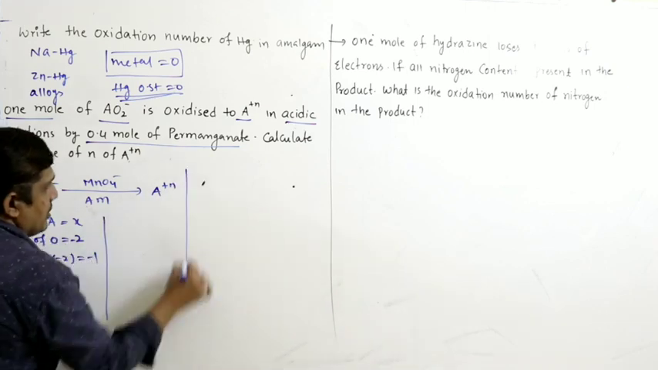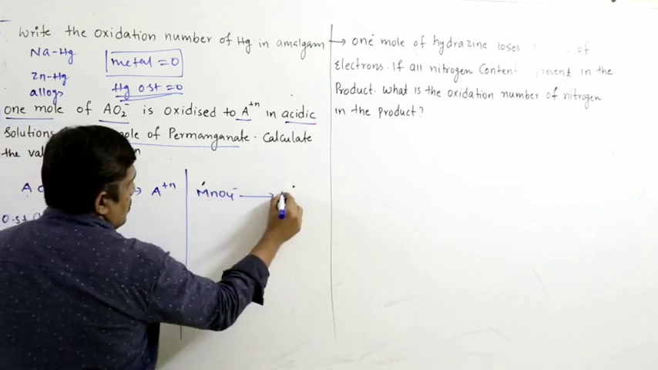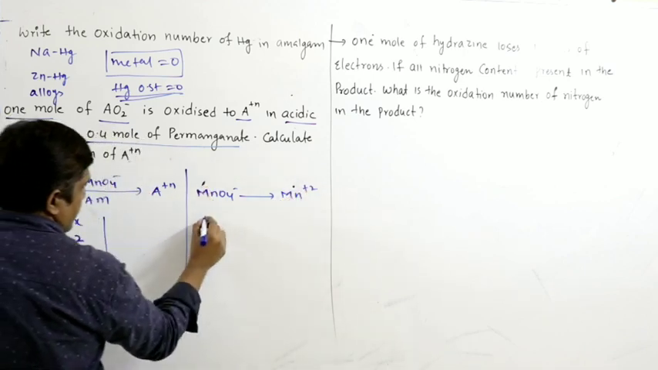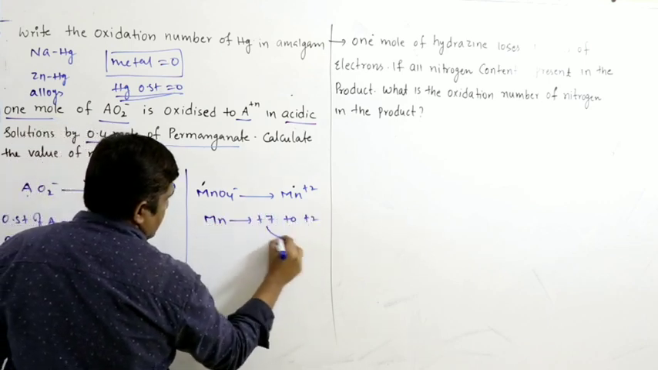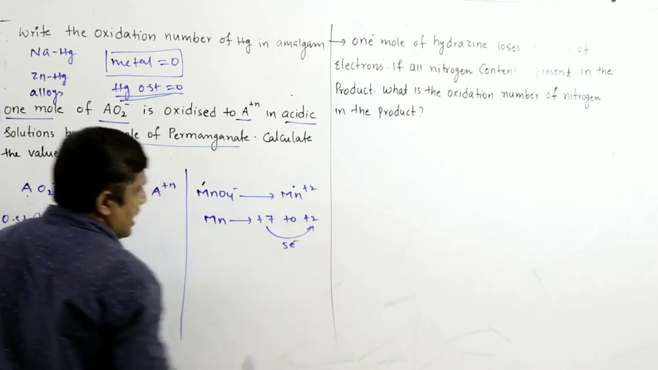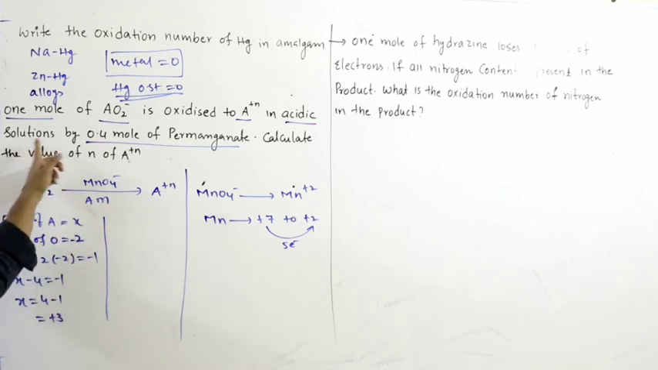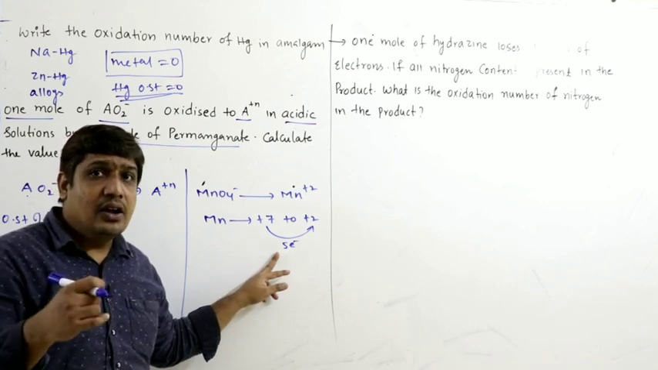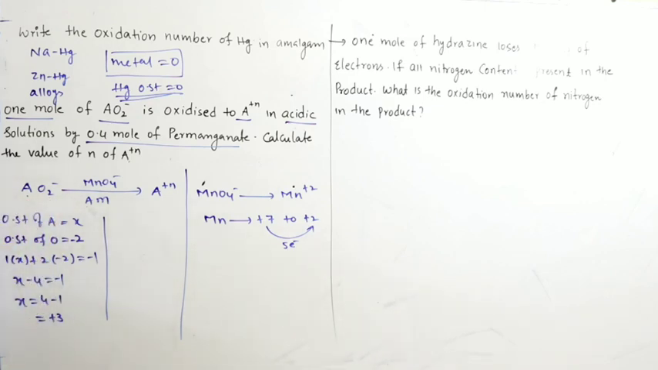So in acidic medium, MnO4 minus changes to Mn plus 2. This we have to know. That means manganese changes from +7 to +2. That means there is a gain of 5 electrons. 1 mole will gain 5 electrons, but actually how many moles? 0.4 moles. If 1 mole can gain 5 electrons, 0.4 moles can gain 2 moles of electrons. Who is giving these 2 moles of electrons? AO2 minus. What is the change in oxidation state?